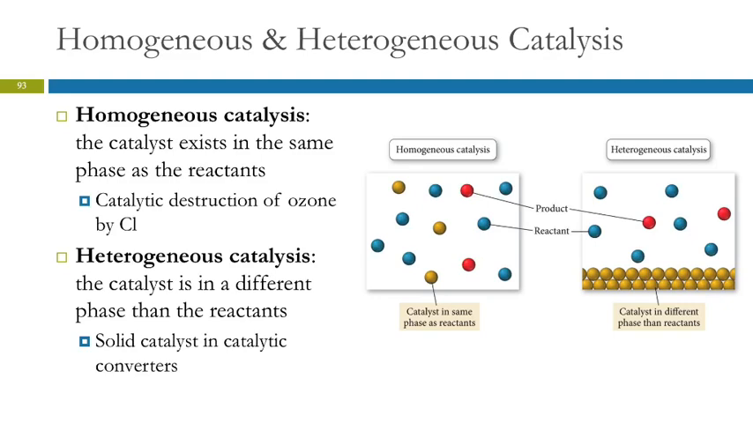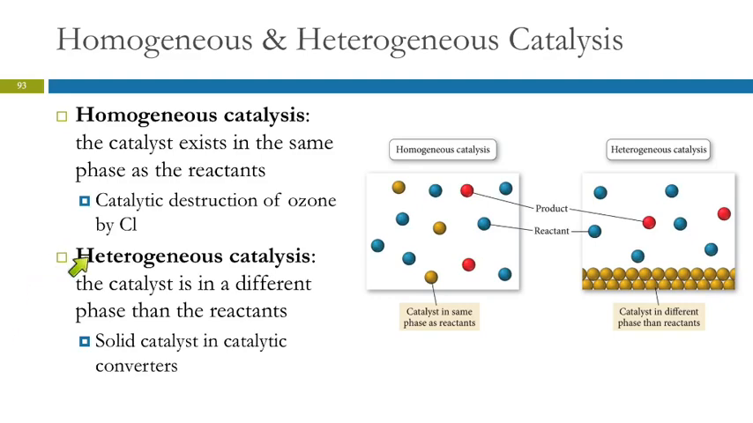So there's different mechanisms or different types of catalysis. Homogeneous catalysis is where the catalyst exists in the same phase as the reactants. So here we have homogeneous catalysis. The catalyst is in the gas phase and the reactants are in the gas phase. They're in the same phase. And so an example of that is the catalytic destruction of ozone by chlorine atoms. It's all occurring in the gas phase up in the air, in the atmosphere.